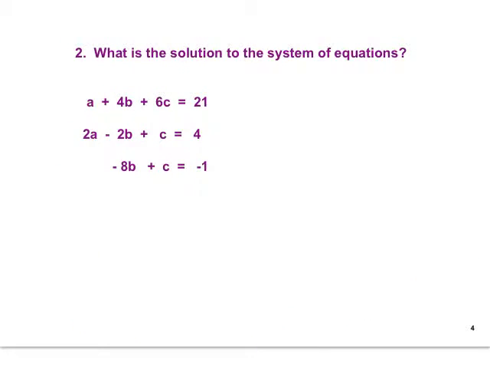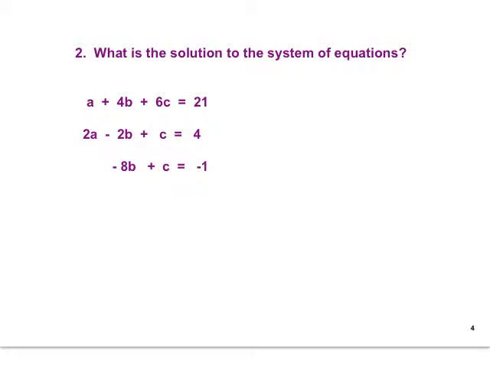Let's take a look at our second example. What is the solution to the system of equations? Again, I'm noticing I have 3 variables in the problem, a, b, and c. I want to be sure that they're in order. We have a, b, c, equal sign, then my constant. That's what I want it to look like if I'm going to solve this using matrices.